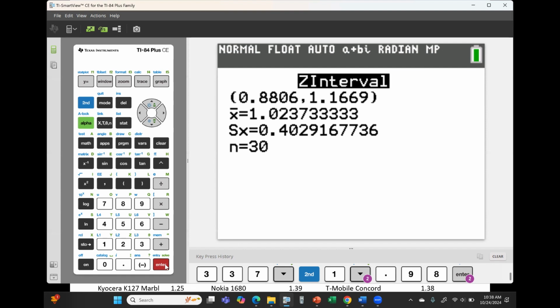So what do I know here? 98% of all the samples I take of cell phones, the average SAR is going to be between 0.8806 and 1.1669. So the sample mean is 1.0237, but the true population mean is somewhere in between 0.8806 and 1.1669.